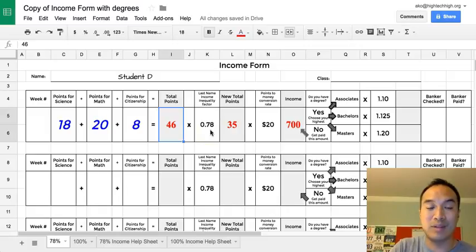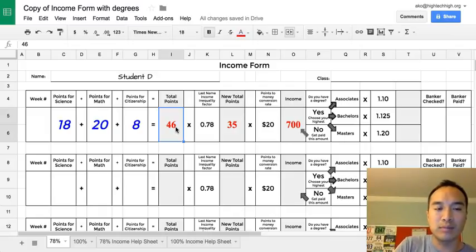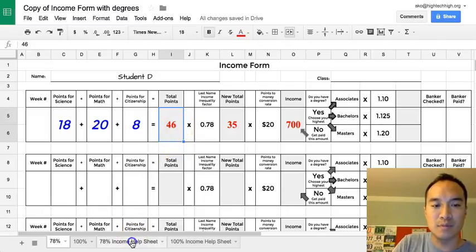I don't have a calculator on me, but what I do have is this down here, this income help sheet. Now these income help sheets come in two. There's one for 78 and one for 100%. And these sheets are basically here to help the banker, because right now it's 46 and you're like, oh, okay, there's all this stuff to do. So this help sheet will hopefully help you calculate that quickly or verify that. All right, so let's remember the number 46.